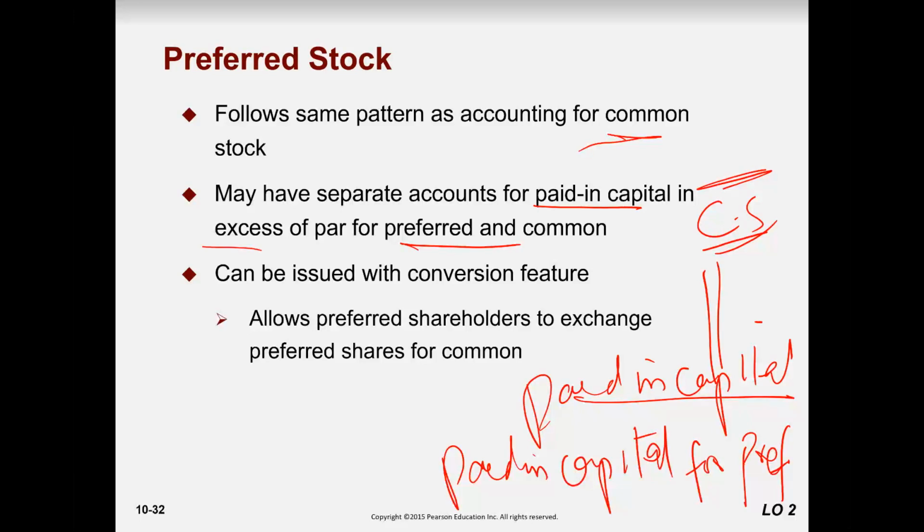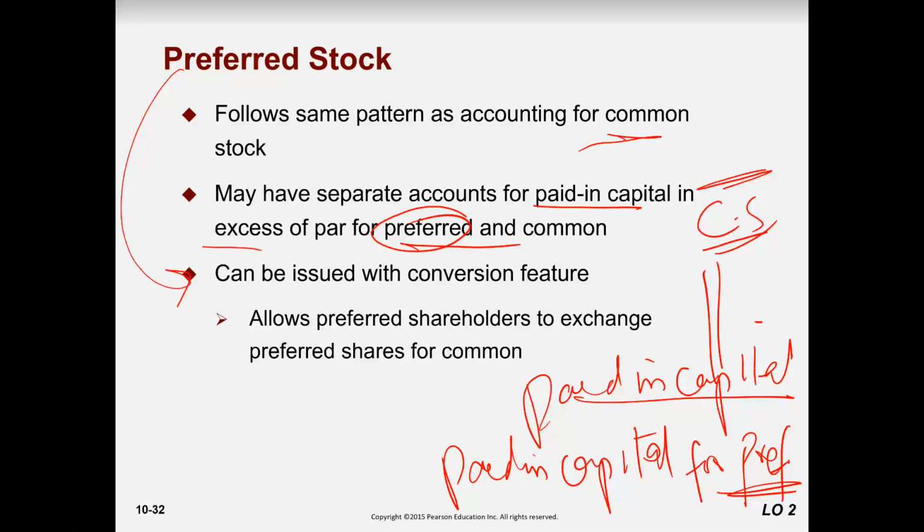All right. So whenever you receive more amount in excess of par, and it is a preferred stock, then please do write the preferred stock. Paid in capital for preferred stock or paid in capital in excess of par value for preferred stock. All right.